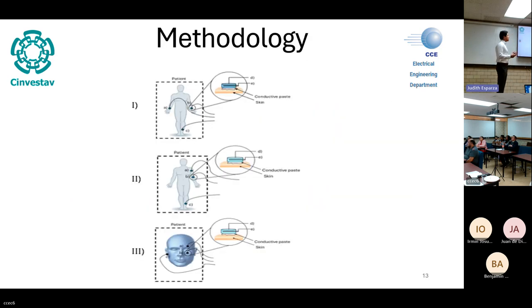Are they wet electrodes or dry? They are dry electrodes, but we use a conductive paste on the surface of the electrode. The same as the metal ones? Yeah, but the metal electrodes we use have their own.